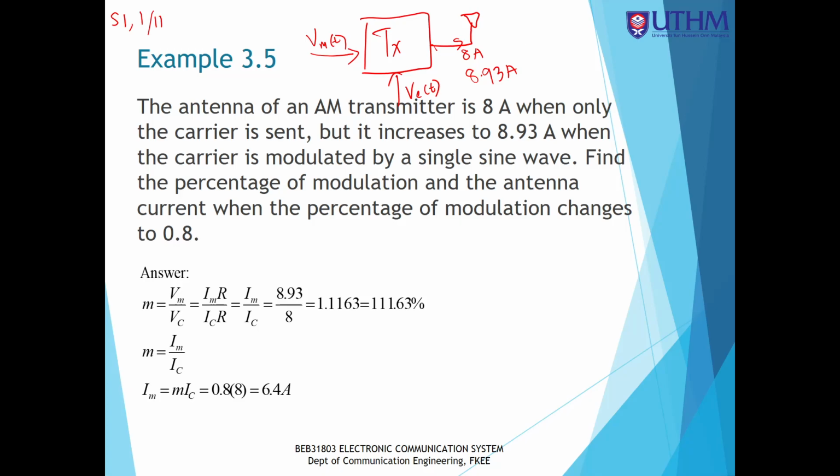Okay, so what does it mean? That means when there is no input, the current is actually referring to the carrier current, IC. And when there is an input message, there is going to be a modulation process. So that means this is referring to the total current, I total. Okay. So find the percentage of modulation.